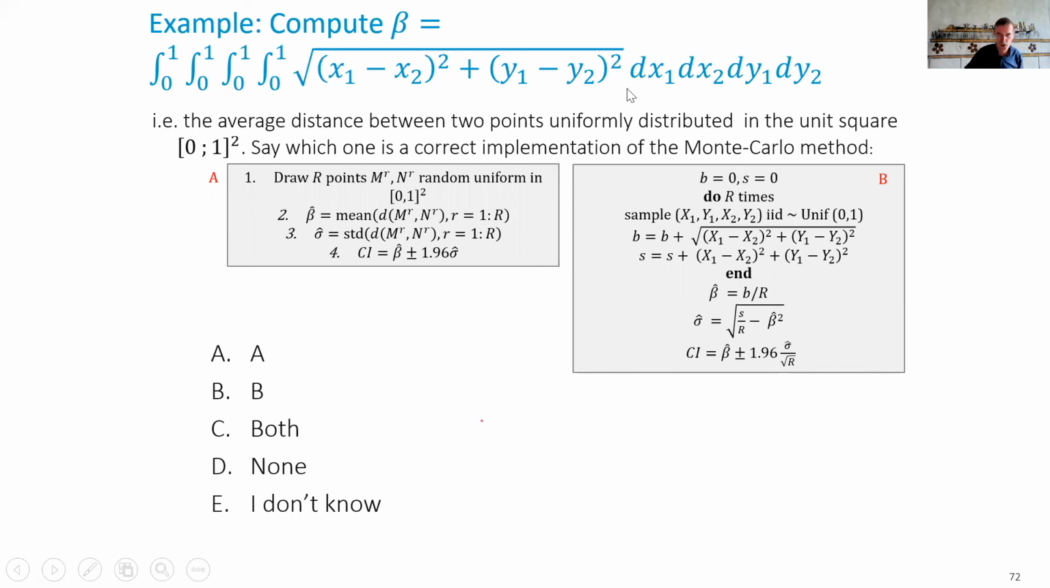But assume you don't want to do the analytical thing, you just want a numerical estimation. Which of the two proposed algorithms, A or B, is a correct implementation of the Monte Carlo method?